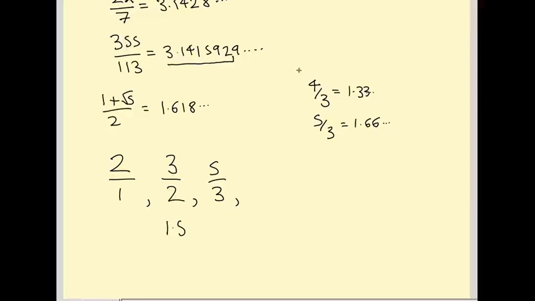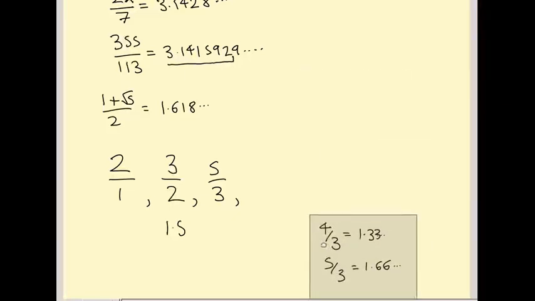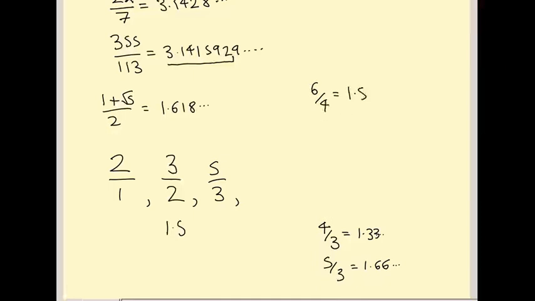Let's move this out of the way and increase the denominator one more. Let's allow 4s in the denominator. Okay, so if there's 4 in the denominator, what about 6/4? That's the same as 3/2, which is 1.5, which is no closer than we've already got.